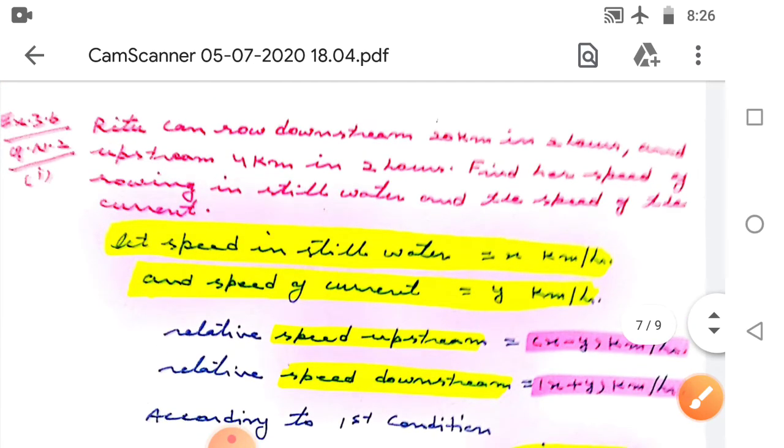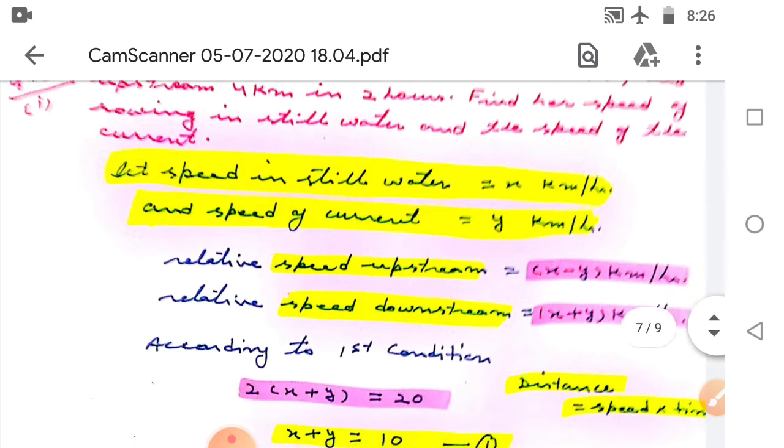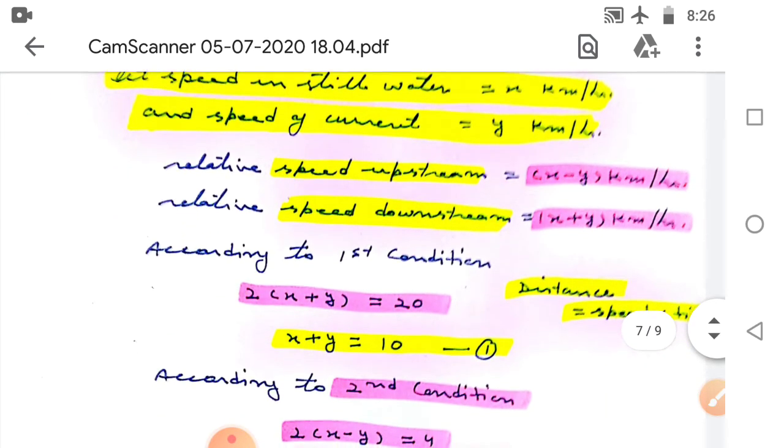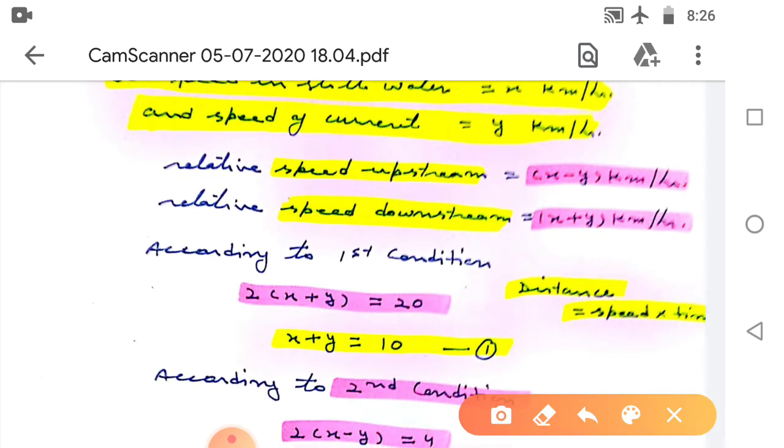Now, according to the first condition, it is saying Ritu can row downstream 20 kilometer in 2 hours. Right? So distance is equal to speed into time. So 2 into x plus y is equal to 20. So x plus y is equal to 10.